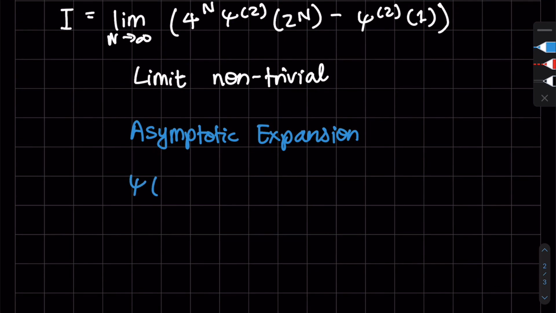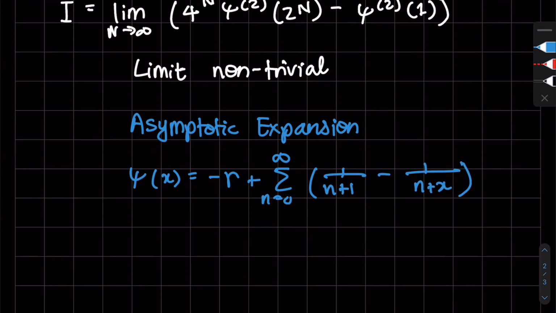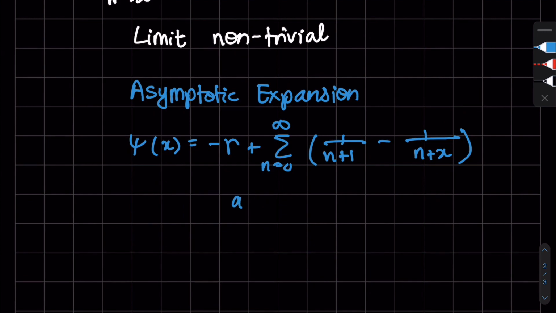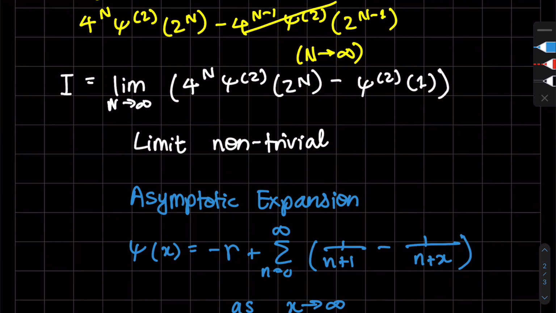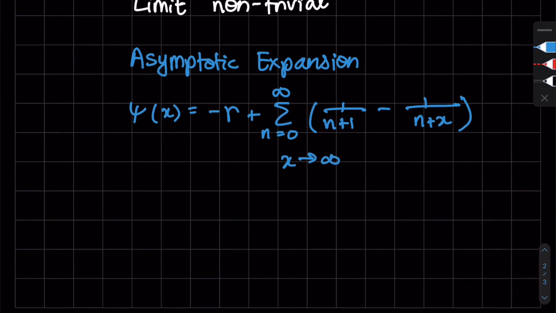Well, we know digamma of x is minus the Euler-Mascheroni constant plus the sum from n equals 0 to infinity of 1 over n plus 1 minus 1 over n plus x. Well, now as x goes to infinity, and that's literally what's happening here, the argument here is going to infinity. The idea is as x goes to infinity, this is going to grow real fast.